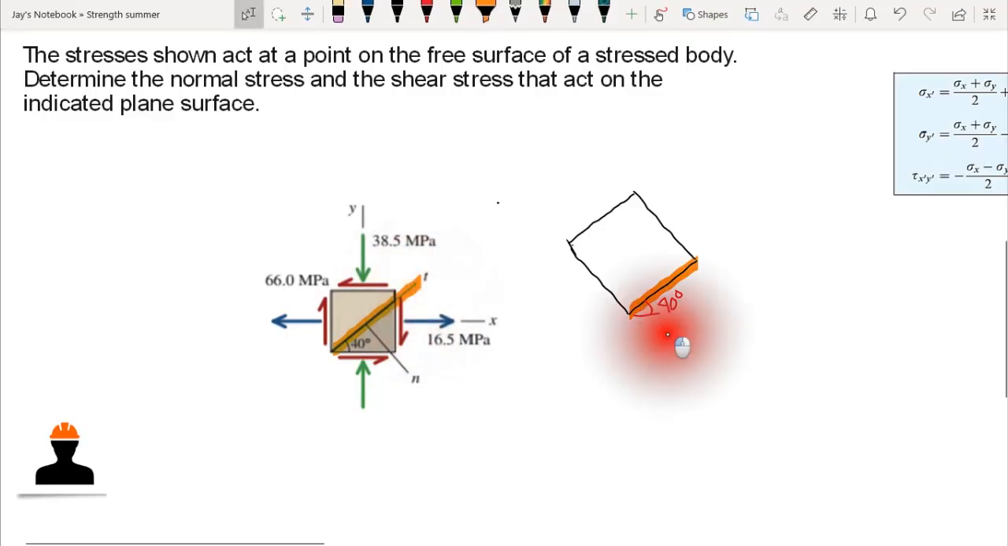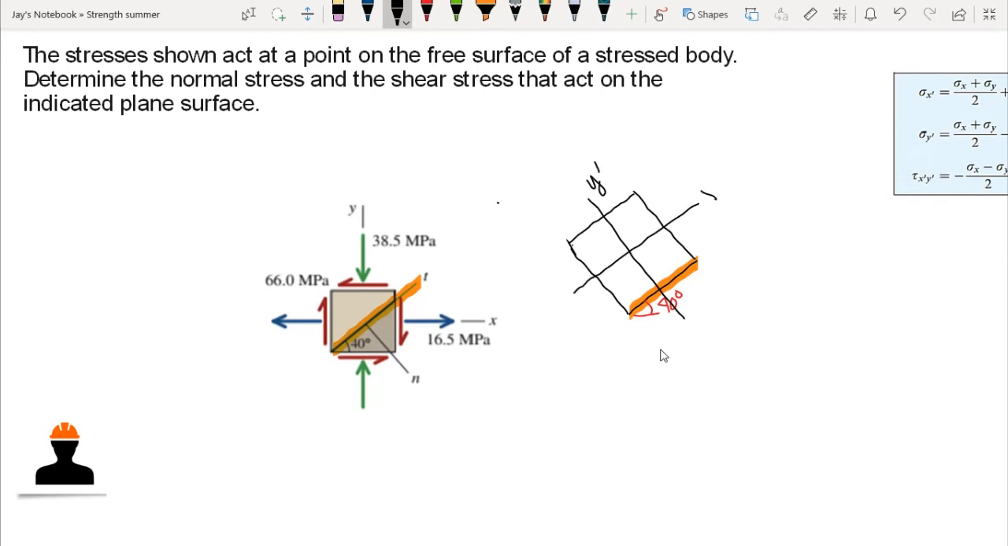Now we have 40 degrees, which is rotating counterclockwise, so therefore this would be our new axis. This one is our new y-axis, or tilted y-axis, and this is our tilted x-axis. So therefore our normal and shear stress at this inclined plane here is the transformed stress of these stresses. Since this is our y-axis, let's assume the orientation of our stress. Let's assume that it is compression.